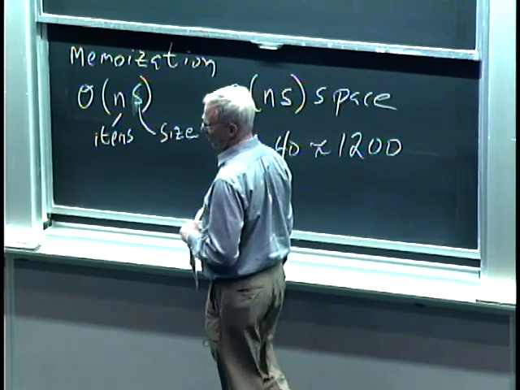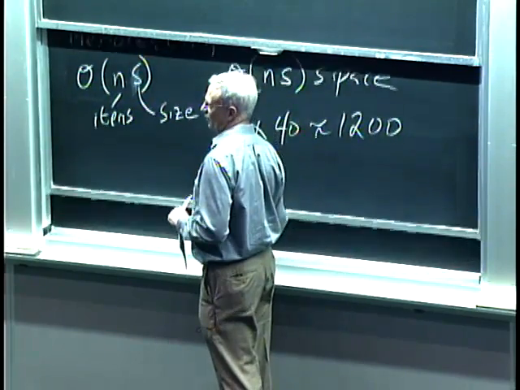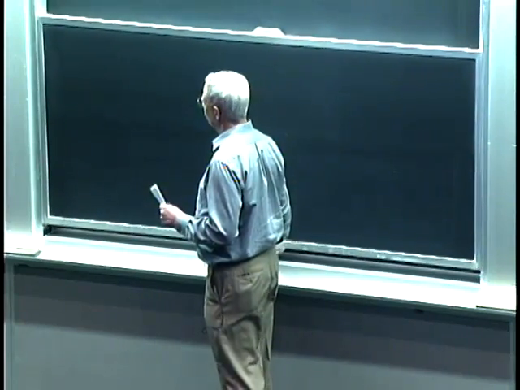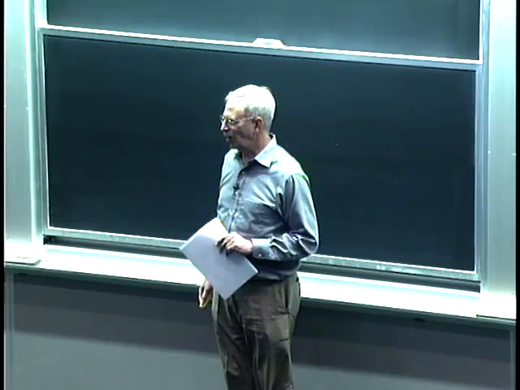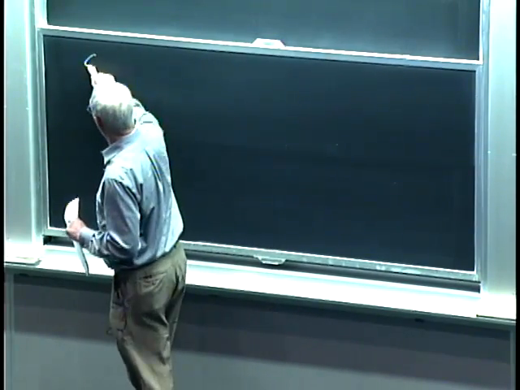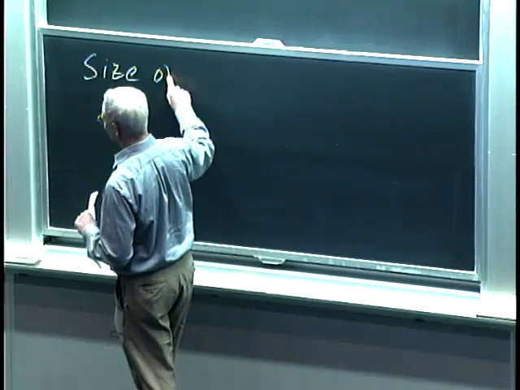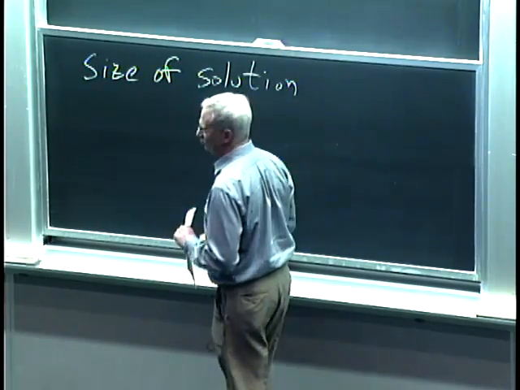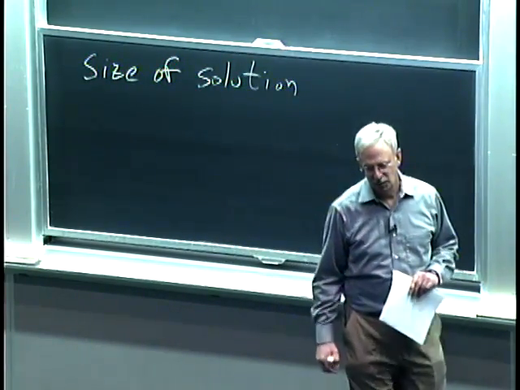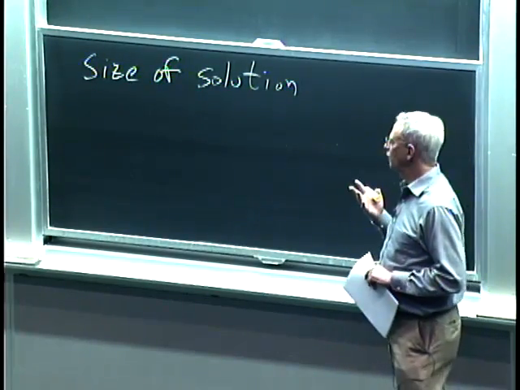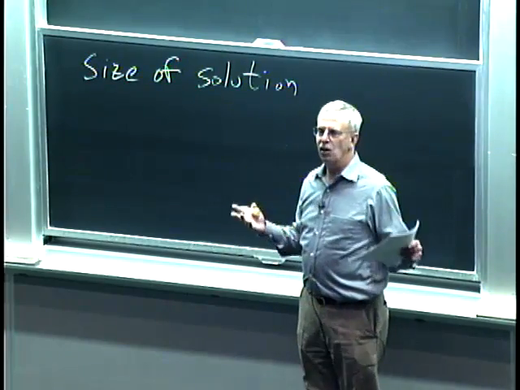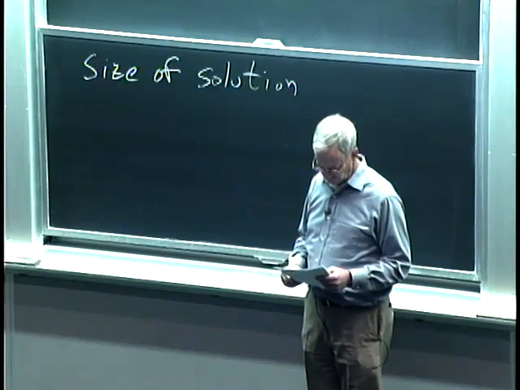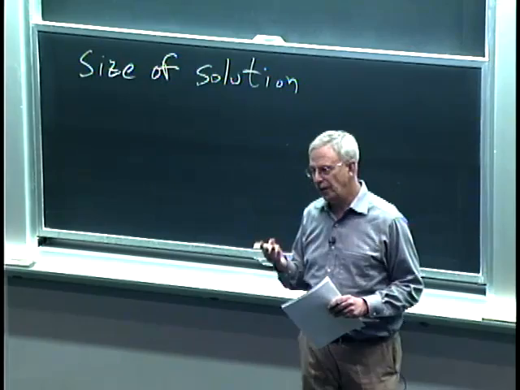Because the actual running time of this algorithm and the actual space of this algorithm is governed, interestingly enough, not by the size of the problem alone, but by the size of the solution. And I'm going to come back to that. So how long it takes to run is related to how many items I end up being able to fit into the knapsack. If you think about it, this makes sense.